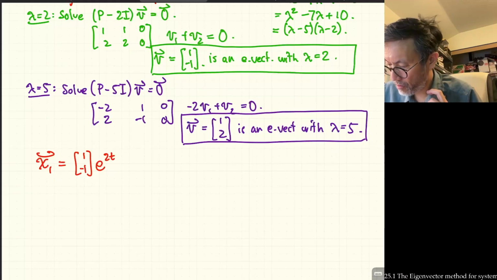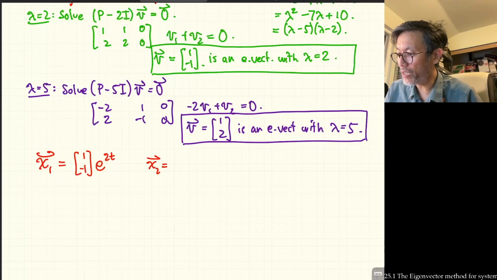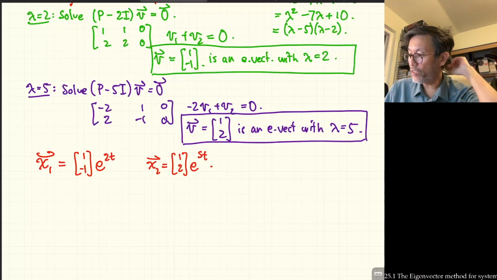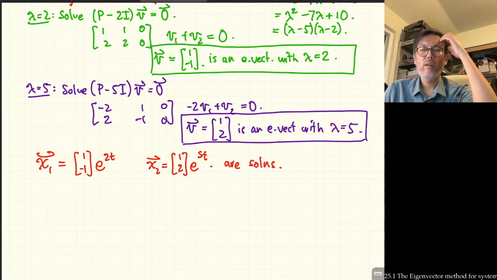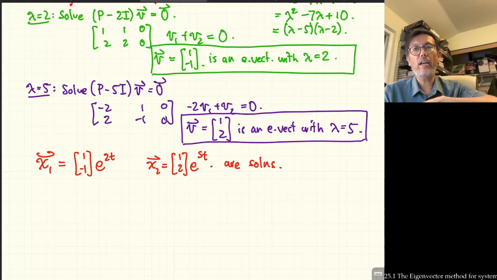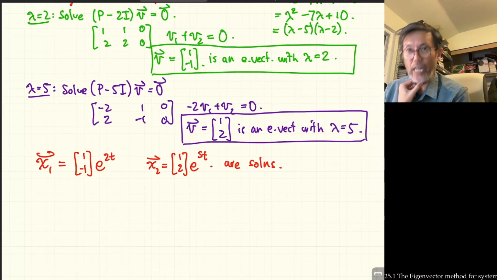Another solution is x sub 2. I'll call it x sub 2. All right. And this is going to be v e to the lambda t again, but now using lambda equal to 5. And the associated eigenvector is 1, 2, and then we have e to the 5t. Okay? These are solutions. They are linearly independent. And I can tell you that whenever you have distinct eigenvalues, if you have two solutions coming from two distinct eigenvalues, you're going to get linearly independent solutions.